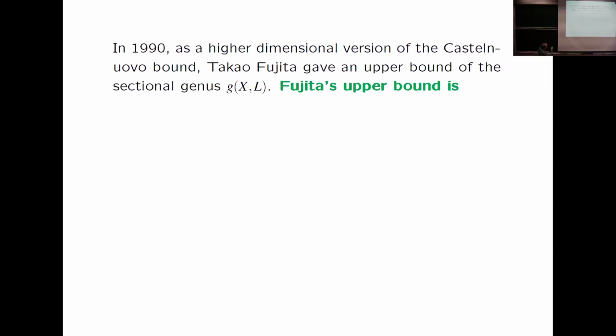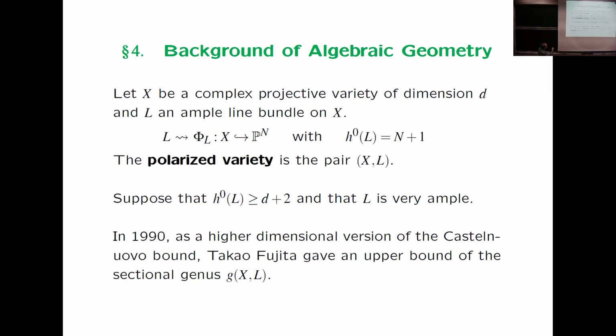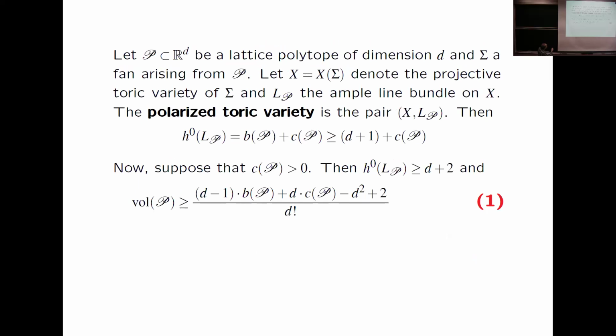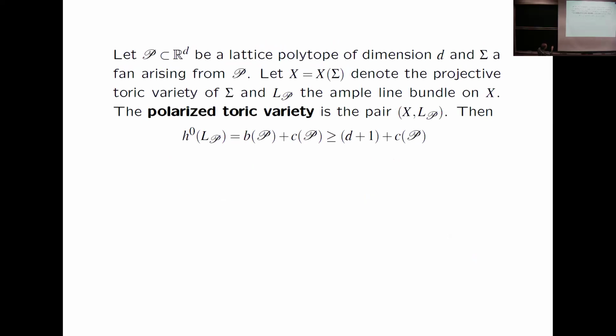What is H0(L_P)? This is the ample line bundle defining the embedding of X to P^n, and this N is h0(L) minus 1. This h0(L) is computed in the toric variety case. So h0 in the toric variety case is B_P plus C_P. And always B_P, the number of lattice points in the boundary, is at least D plus 1 since P has dimension D, and then plus C_P, so h0(L_P).